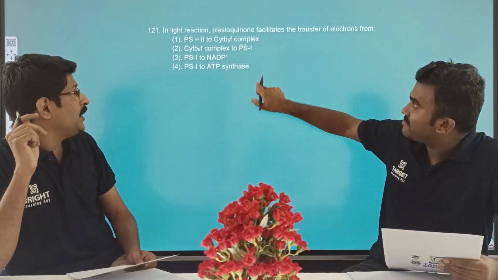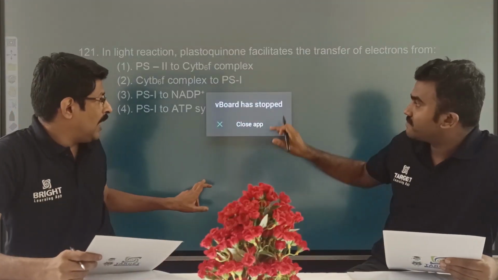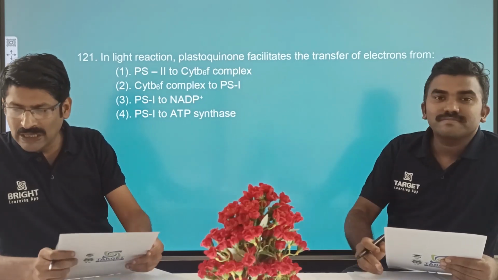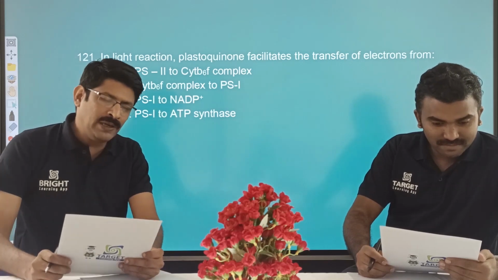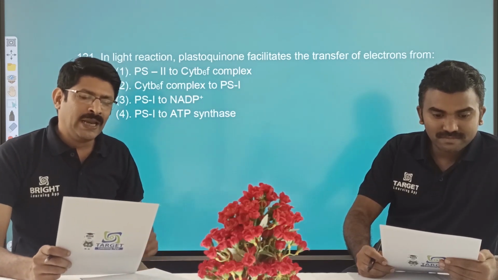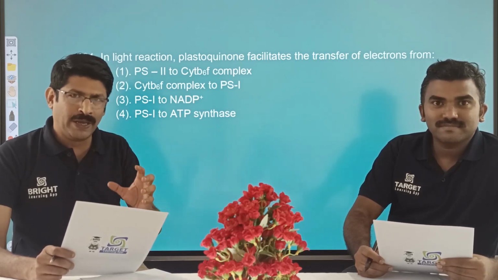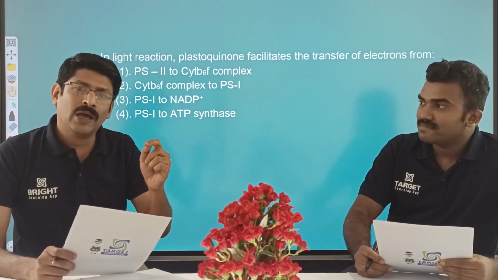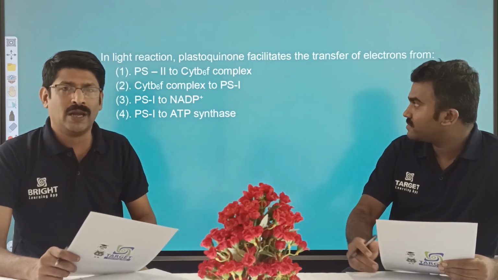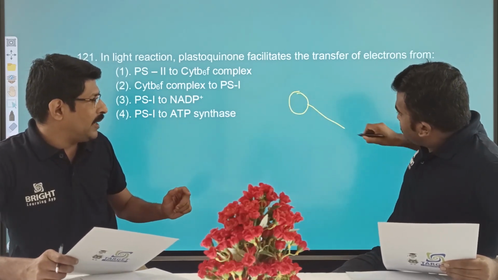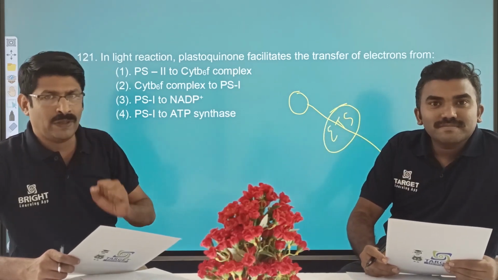Next, this is somewhat additional, not directly from the NCERT, from the chapter Photosynthesis, explained on page number 212. The question is: in light reaction, plastoquinone facilitates the transfer of electron from? Actually, non-cyclic photophosphorylation is explained, but not with the different carriers. Photosystem I is not explained. Only the light harvesting system is given in the NCERT, and there is only the electron transport system and ATP synthesis explained.